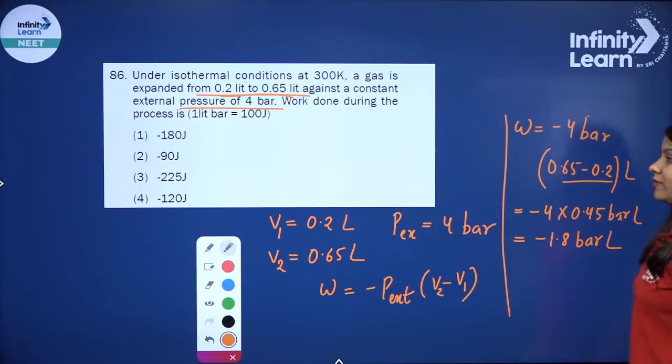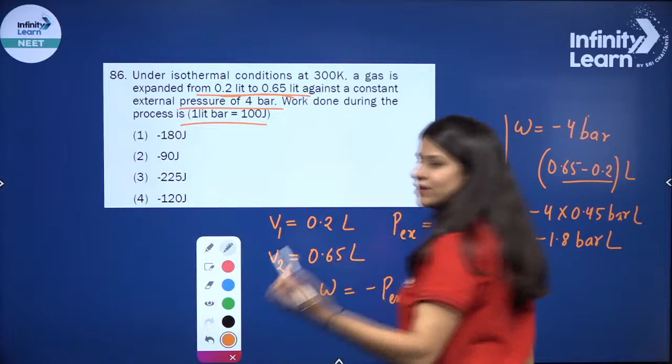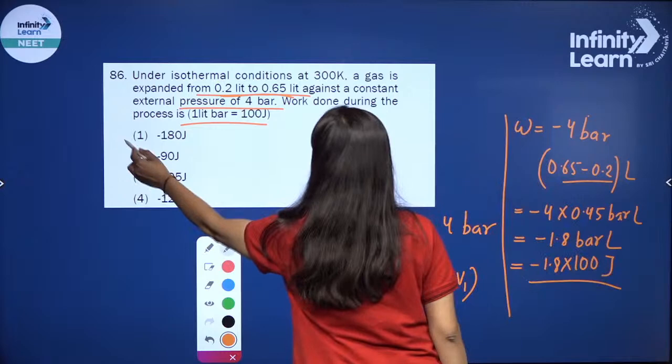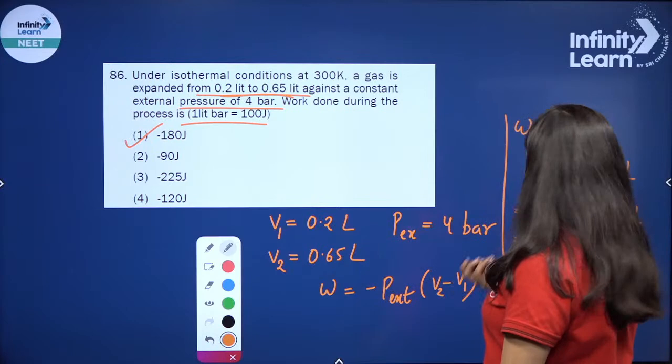The options are in joules, so I need to multiply by 100 and the relation is already given. Wow, how nice, they have even given the relation. So it becomes minus 1.8 into 100 joules. So what will be the answer? Answer will be option number 1. Did everyone understand? Right? Okay, next.